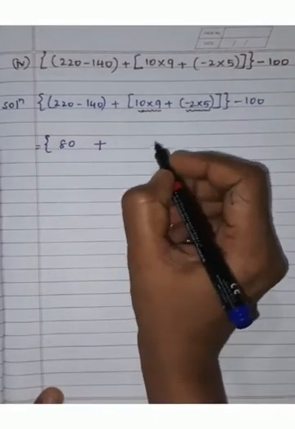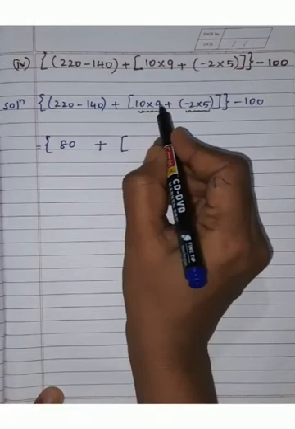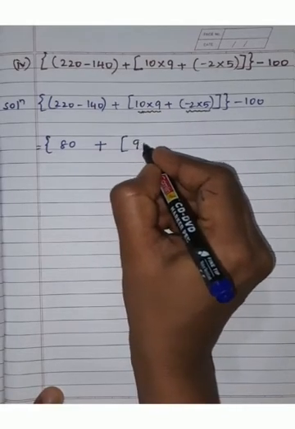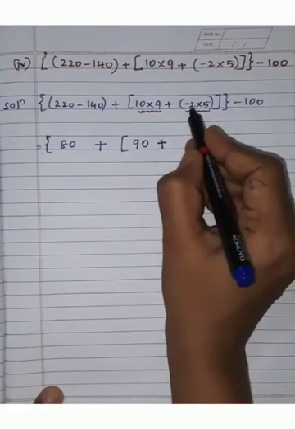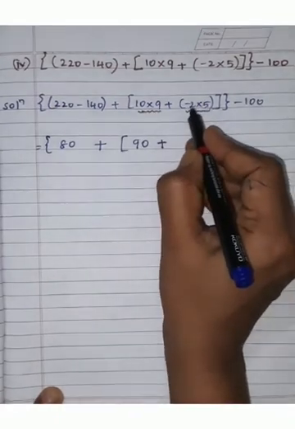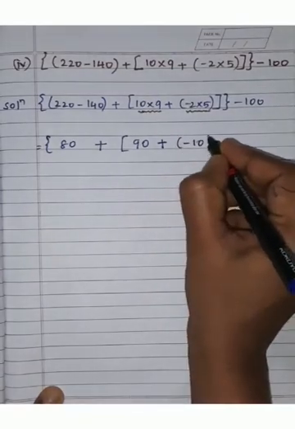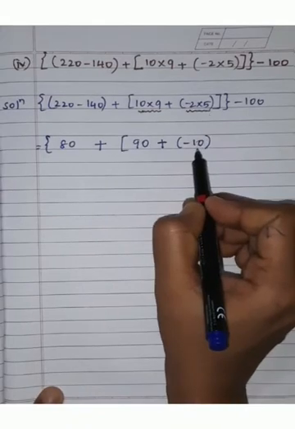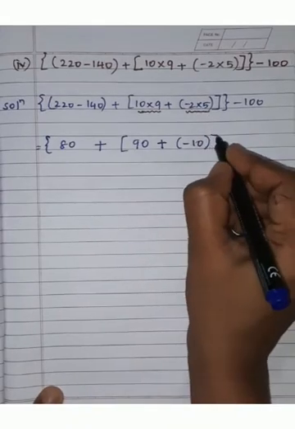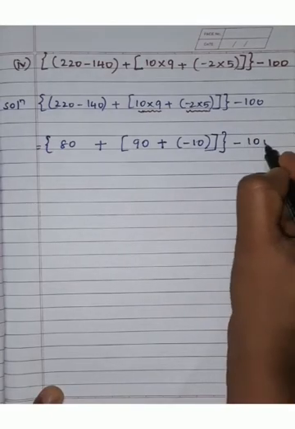Okay. By putting inside the square bracket 10 into 9, that is 10 nines is how much, children? It is 90. Then we have the plus sign. Okay. Then minus 2 into 5, that is minus 2 multiplied by 5 is how much, children? It is minus 10. So we are putting this inside the bracket. Then complete the square bracket. Then the curly bracket minus 100.